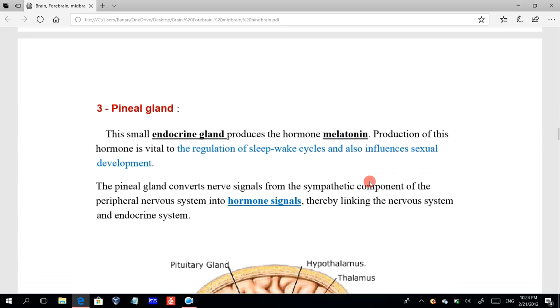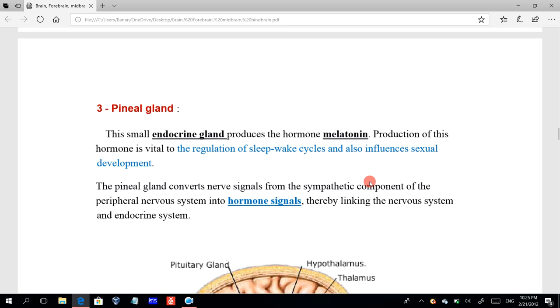The third part of the diencephalon is the pineal gland أو الغدة الصنوبرية. And this pineal gland also is an endocrine gland which produces a hormone which is called melatonin. Production of this hormone is vital to the regulation of sleep-wake cycles and also influences sexual development. So it has two important functions. First of all, it plays a role.